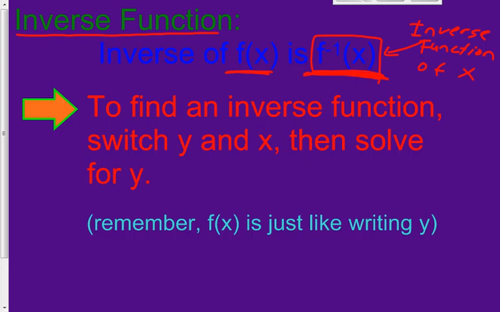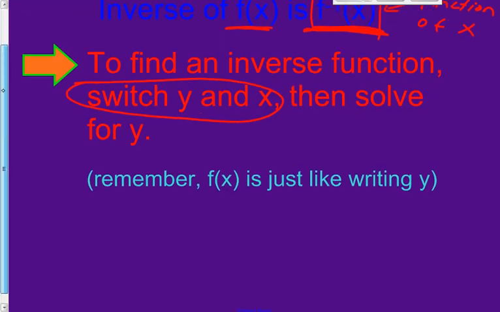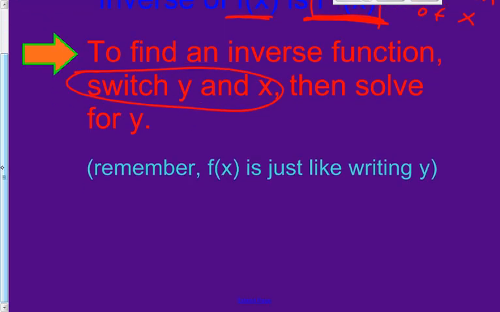So to find an inverse, very similar to a relation, all you do is switch around the x and the y. And then we're going to have to solve for y. So when we have these lines, we're going to solve for y after switching the x and y variable. Now remember, whenever we read f of x, it's the same thing as writing y. When we have f of x equals mx plus b, it's just like writing y equals mx plus b. That f of x and y is the same thing.